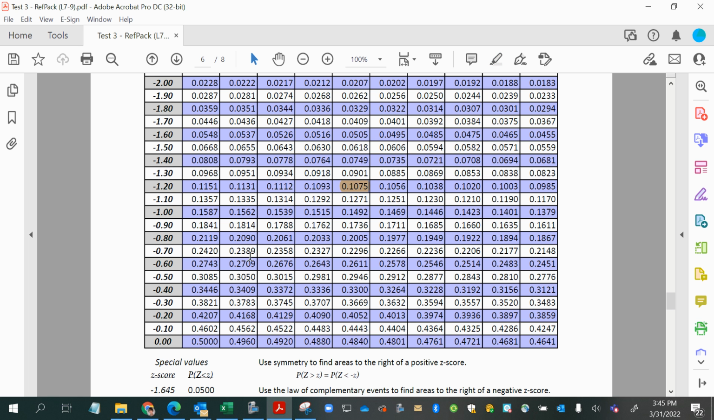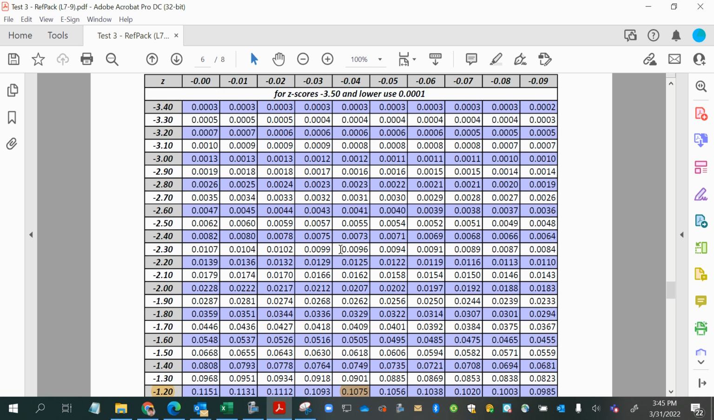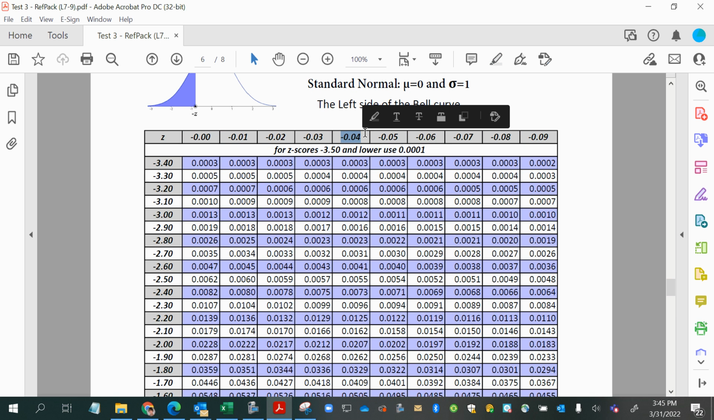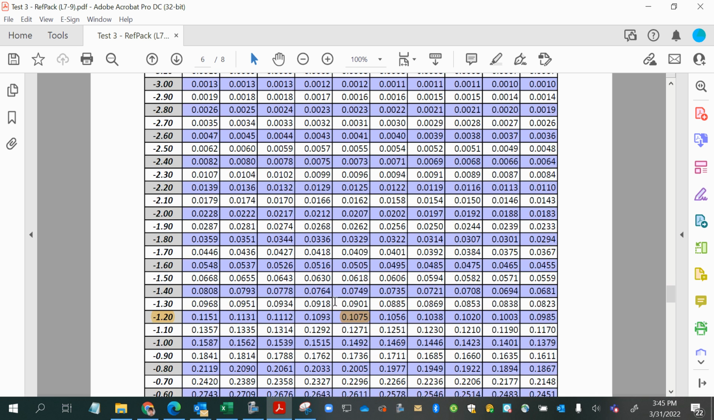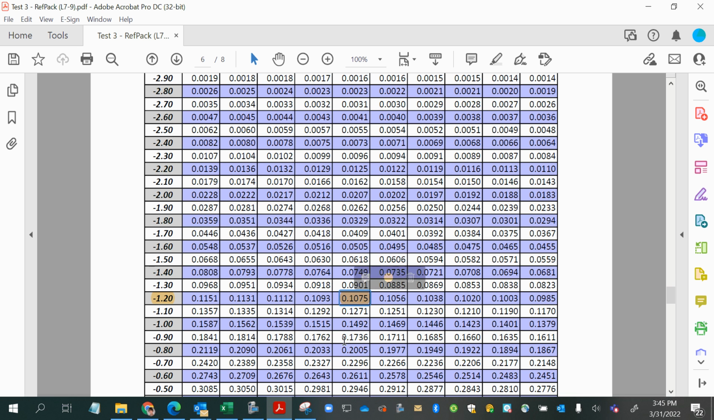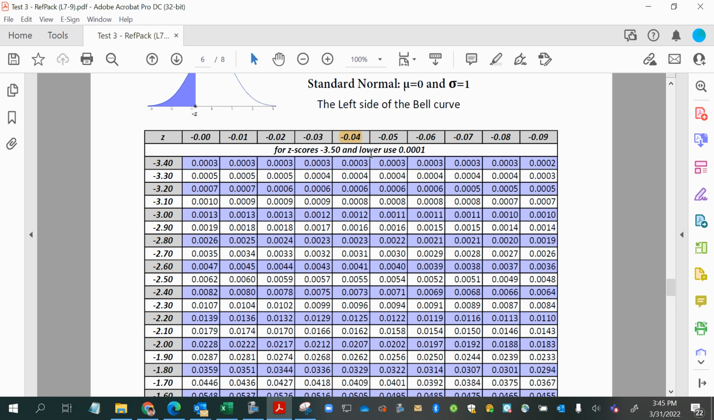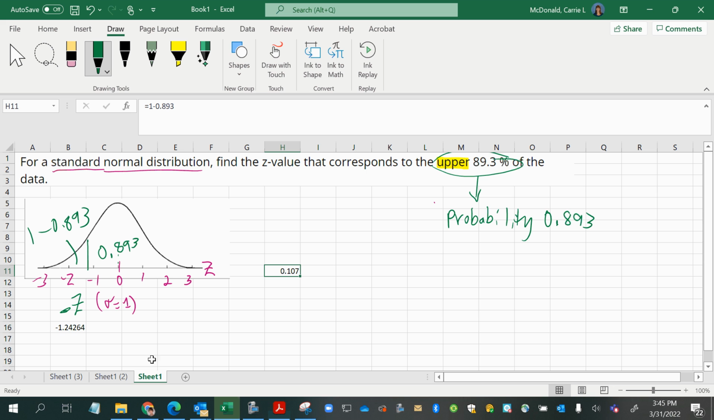And so sometimes these problems are better to be answered with technology because the z-score table is based on rounded values. And so sometimes you lose accuracy that can affect whether or not you get the answer correct. But I would go with this as the closest possible area to what we need, and then look up the z-score as negative 1.2, and then the last digit will be 4, so negative 1.24. And so you can see that if I rounded my answer that I got from using Excel to 2 decimal places, I would have the same answer that I got from the table.